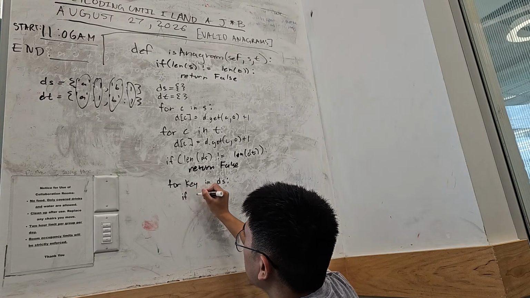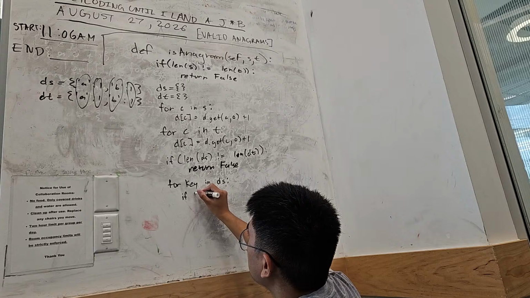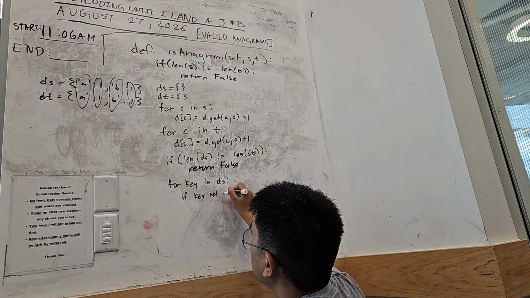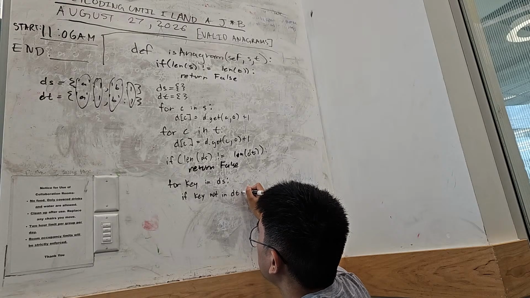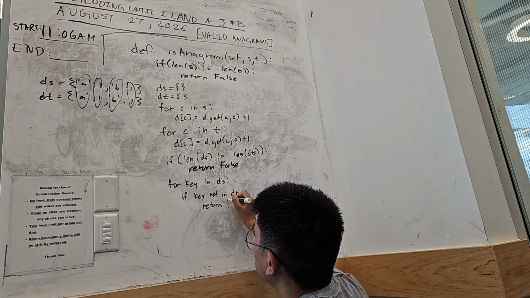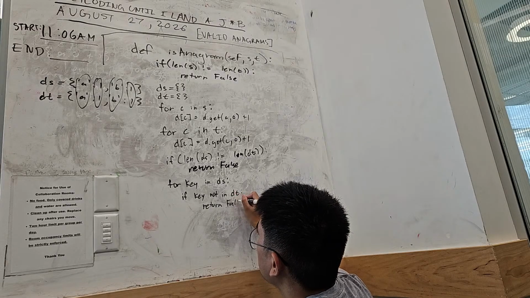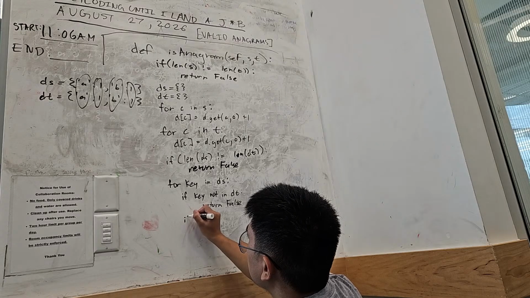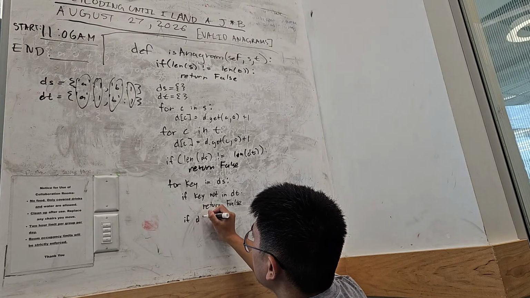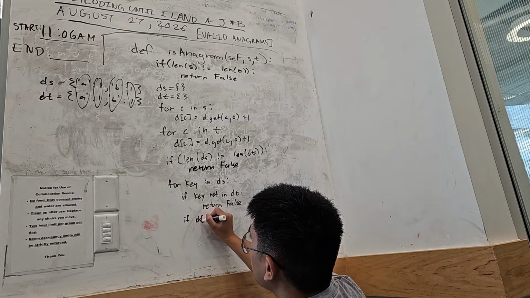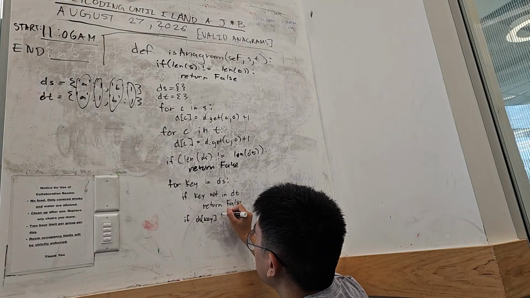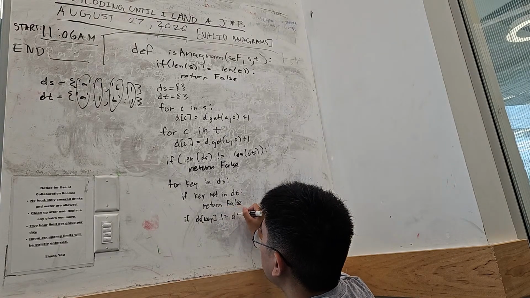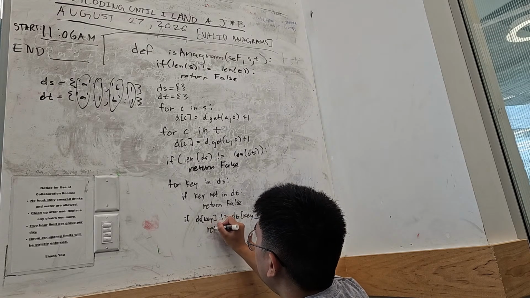If key not in d of t, return false. Otherwise, if d of s key is not equal to d of t key, oh no, return true, return false, I guess.